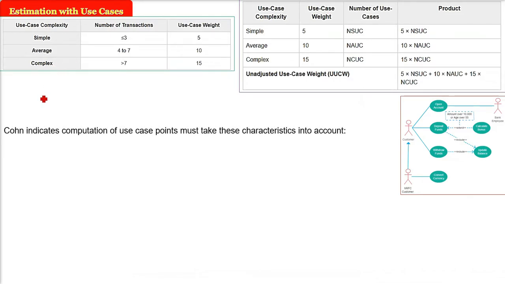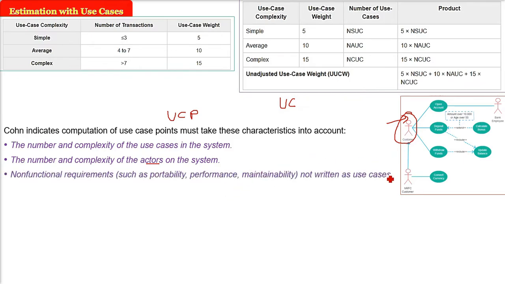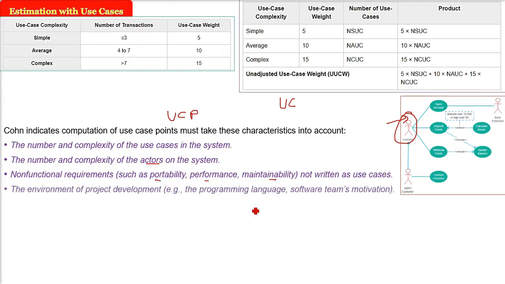So what we have to do here, I'll tell you the whole procedure, but Cohen indicates that computation of use case points must take certain characteristics into account. First, the number and complexity of use cases. Second, the number and complexity of the actors on the system. Then third, you also have to consider the non-functional requirements, such as portability, performance, maintainability, which are not written as use cases. There are also environmental factors for project development, like programming language and software team motivation, that will also be included in the computation.